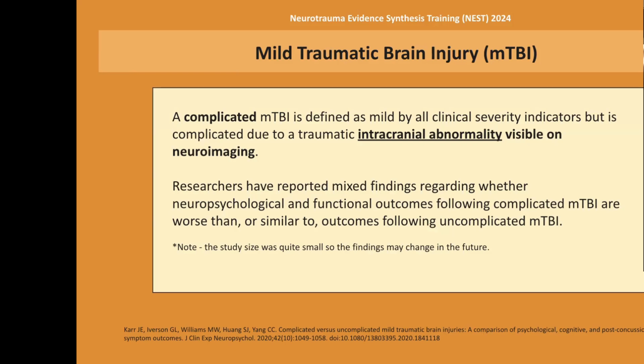If you have a mild traumatic brain injury, it could be complicated or uncomplicated. And the definition basically means that in imaging, if you can actually see some sort of difference due to the injury and intracranial abnormality, that would then bump it up from being uncomplicated to complicated.